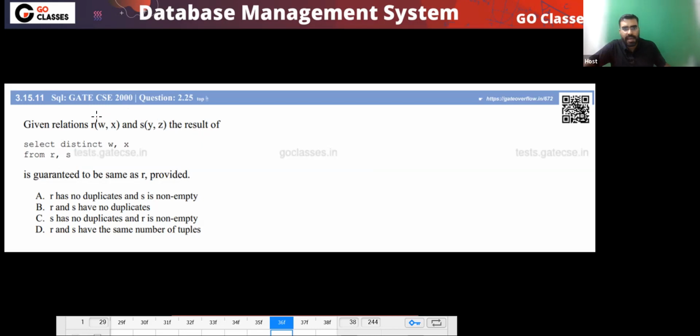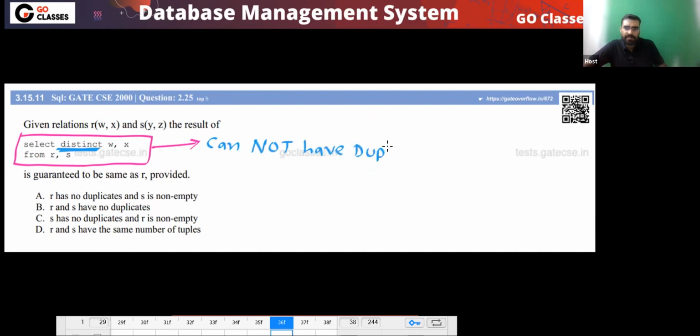First of all, without checking anything, tell me, can this output have duplicate tuples? There is the word distinct, so it cannot have duplicate tuples, right? You can guarantee that by the word select distinct.